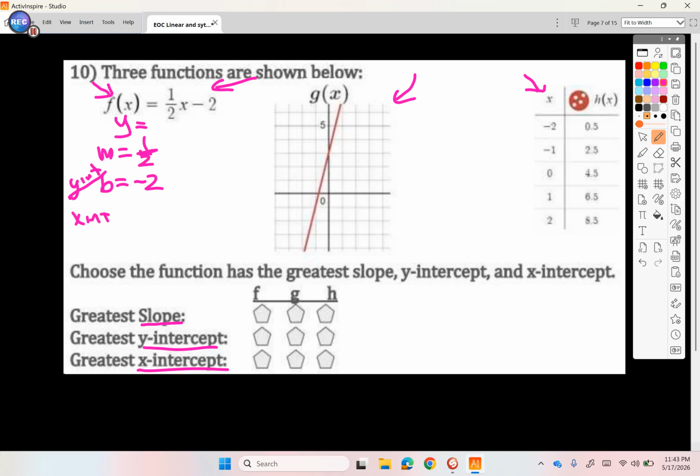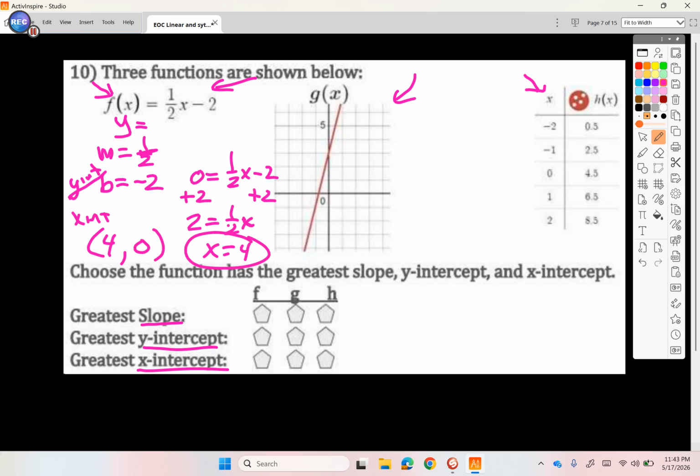And for the x-intercept, it has to have a 0 y value, opposite of a y-intercept. So you plug in 0 for y in your equation, and you solve. So we can add 2 to both sides. And now here you can just divide both sides by 1/2 or cross multiply, and you get x equals 4. So now we have all three values that we want to compare with the other situations.